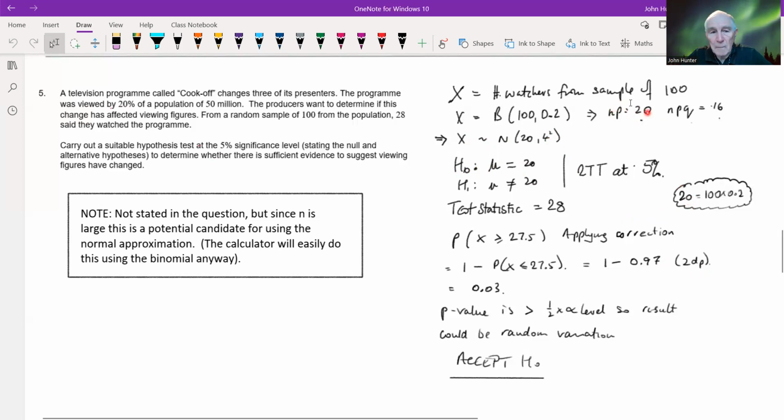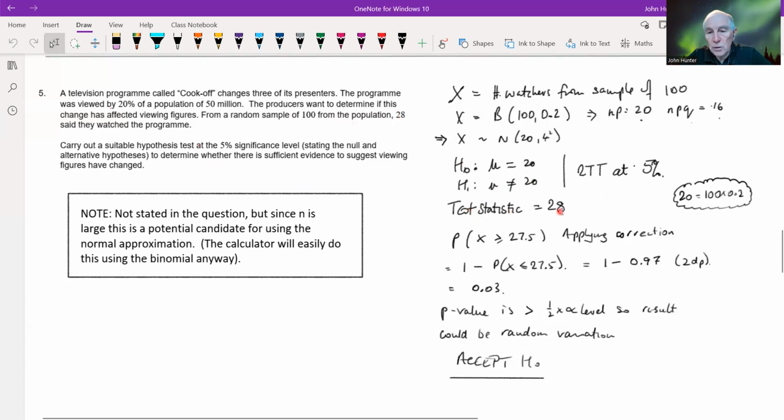So that's our baseline. That's what this represents. Incidentally, this 50 million doesn't actually carry any great significance, other than the fact that it means this number here is drawn from a very large population. So we're taking this as 0.2 as pretty well fact. Under the null hypothesis, we're going to expect 20% of 100 to be watching the program, and we're testing that because we've now got a sample which gives us a number which is not 20.